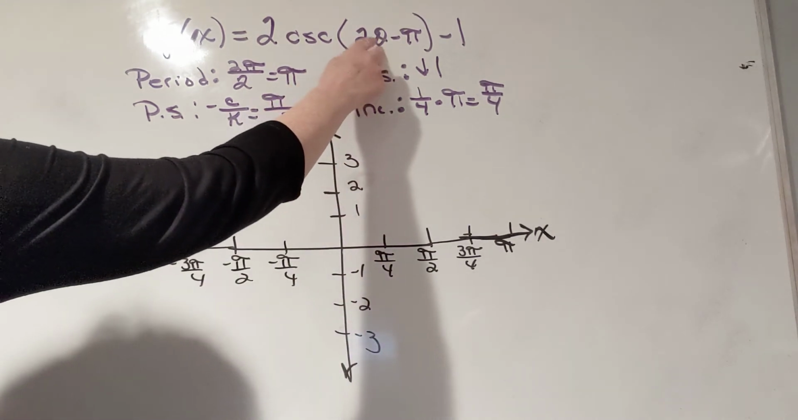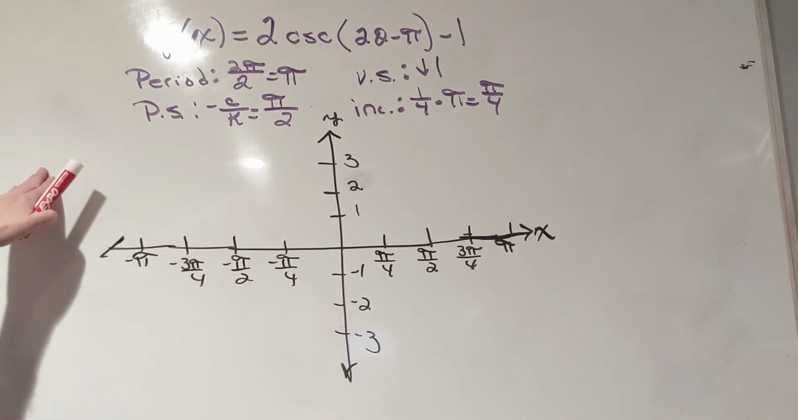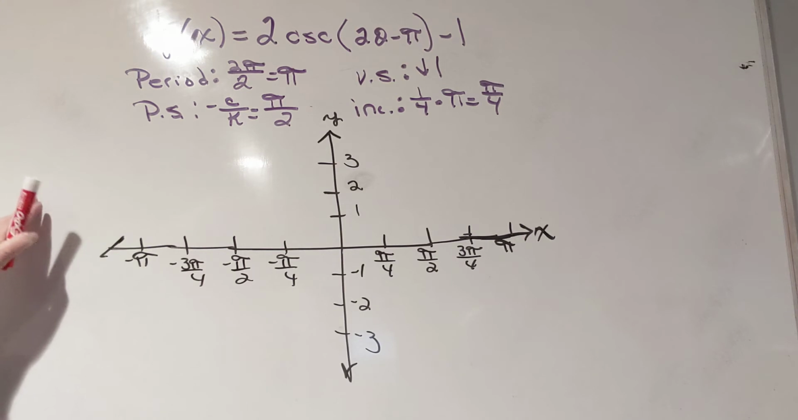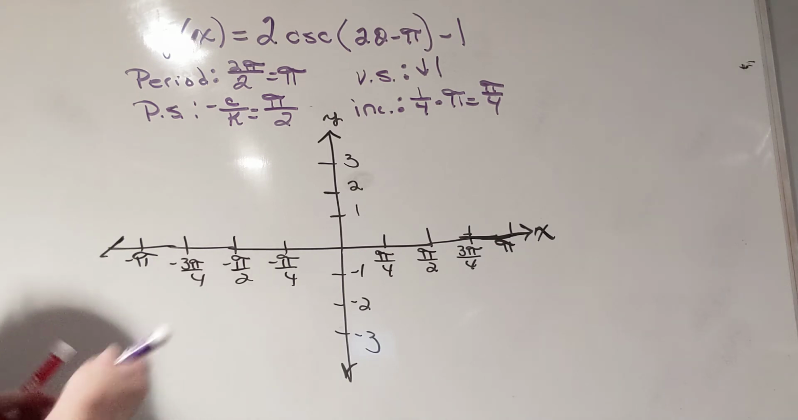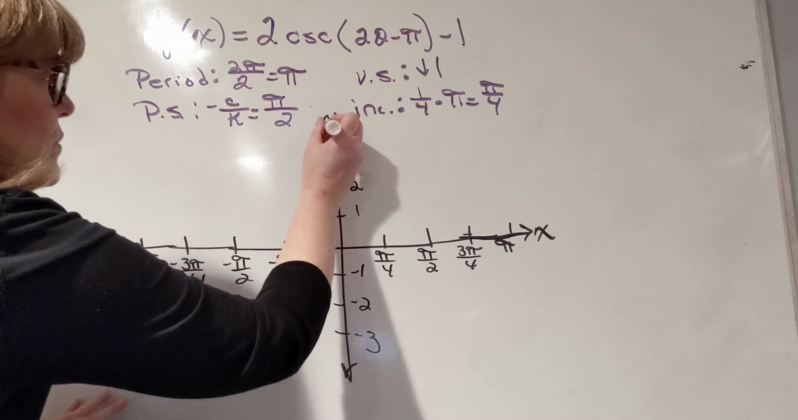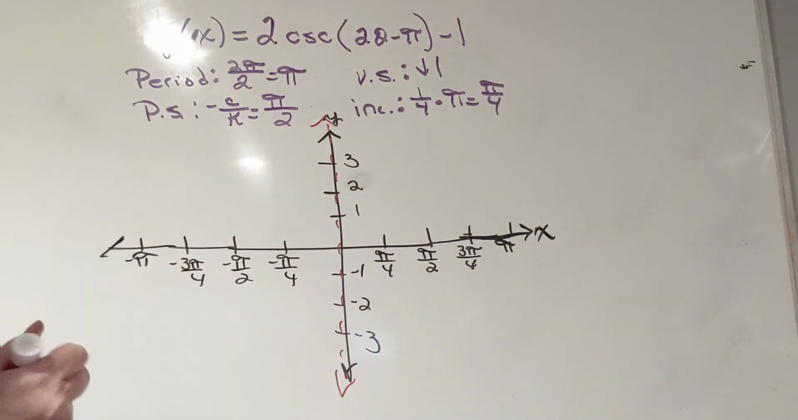Replace theta with 0. 2 times 0 is 0. 0 minus pi is negative pi. Well, negative pi sits on top of pi. What's the cosecant at negative pi? Well, what's your y-coordinate at negative pi? Your y-coordinate at negative pi, or pi, is 0. 1 over 0 is undefined. If it's undefined and I multiply it by 2 and subtract 1, it's still undefined. So I'll put a dashed line in there to show that it's undefined.